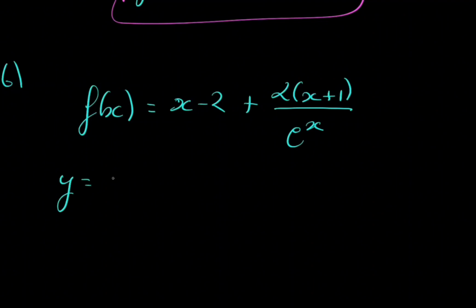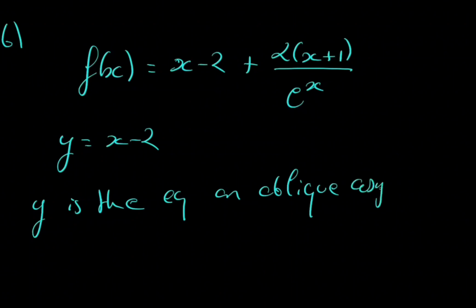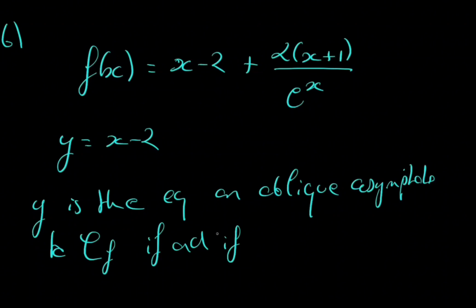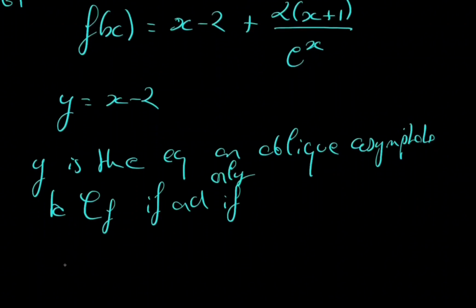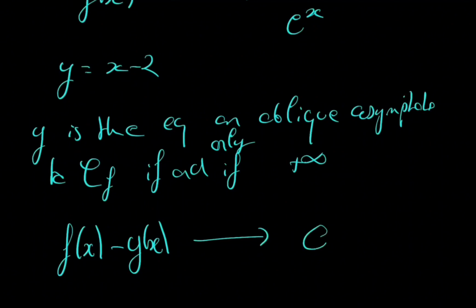So y is equal to x minus 2. F, so y is the equation of an oblique asymptote to C of x if and only if f of x minus y of x, in plus infinity, tends to 0 when x tends to plus infinity.